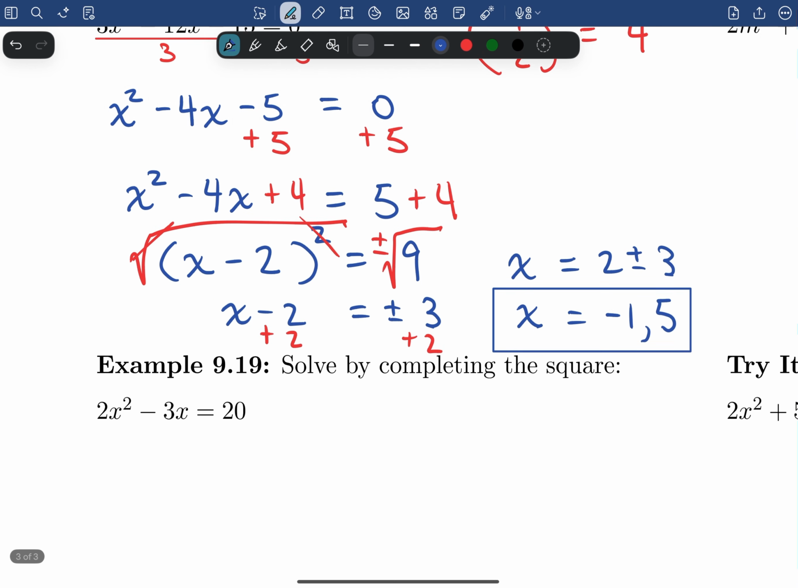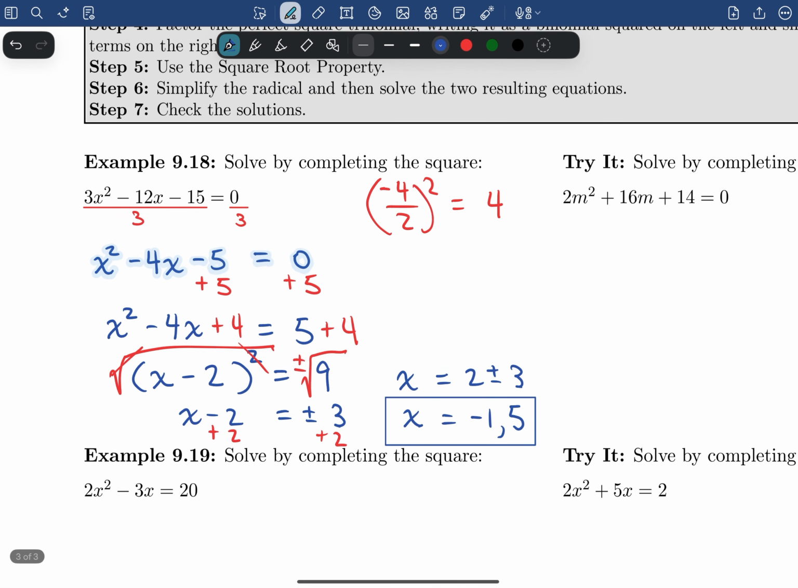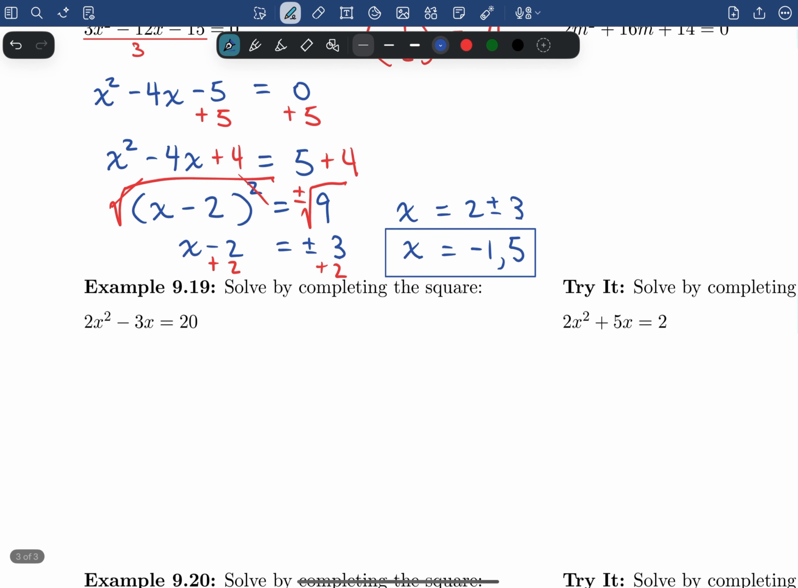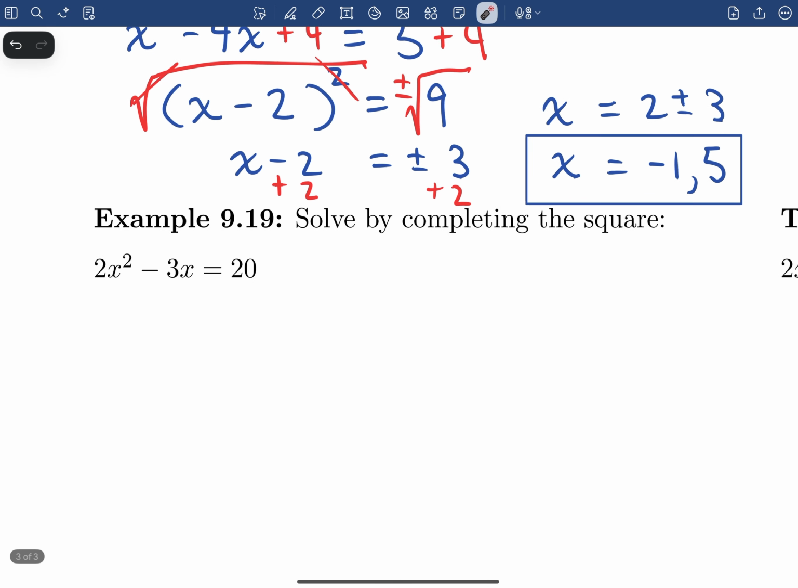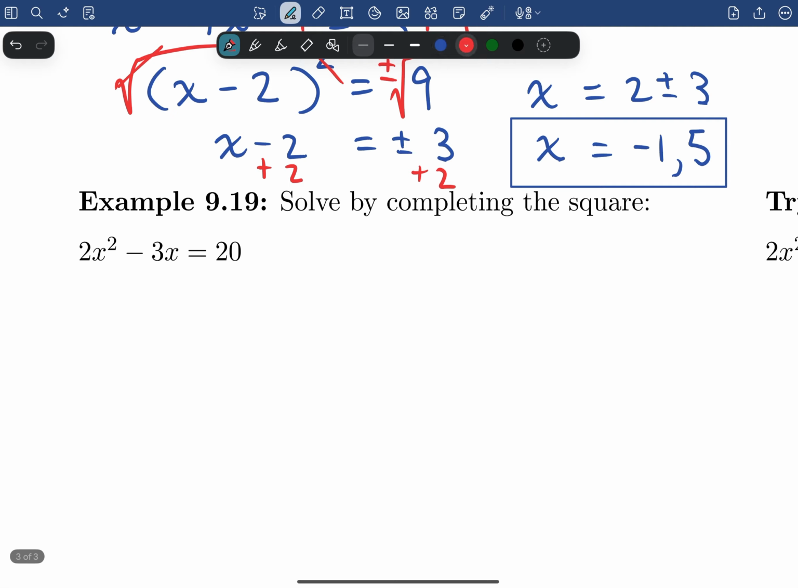Great. Let's try that process again. I look at this example and I say, oh man, my a value is 2. It's not 1. So I have a very first step to take. I'm going to divide the entire equation by the a value. Okay? So I divide by 2, like that.